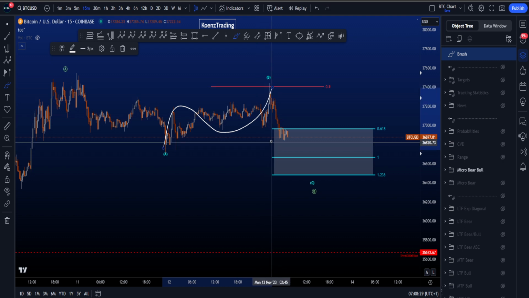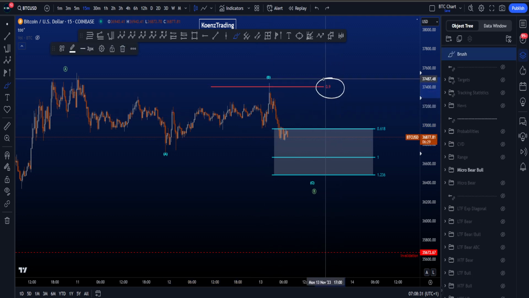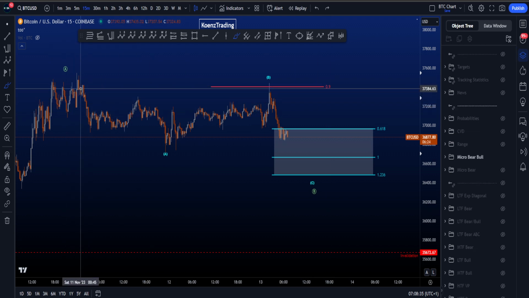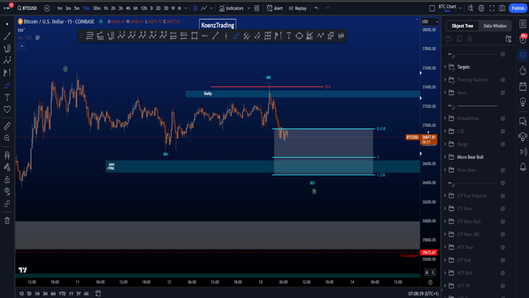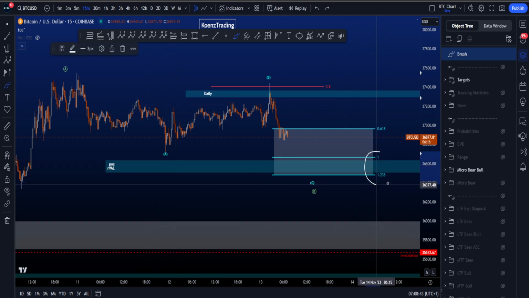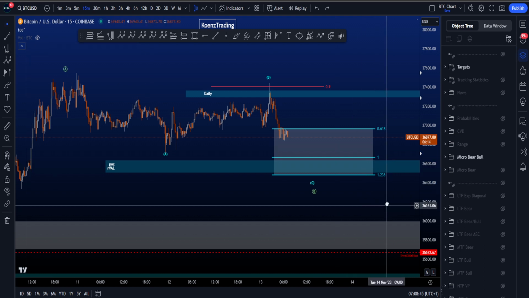well, and then a more complex structure to the upside, where the 0.9 is a minimum target for a wave B in a regular flat, and then an AB looking for C to the downside, which is an impulse. Most common target for a wave C is below wave A, in between the 1 and the 1.236.